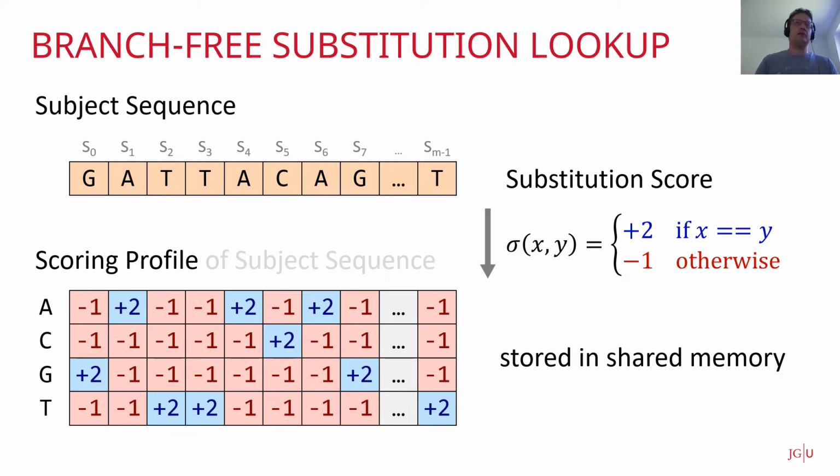We do that by applying the substitution function sigma to each letter of the subject sequence and a potential letter of the query sequence. So we have this 4-dimensional array in this case, where if we have a G in the subject sequence, we get a +2 if the query sequence also has a G, and a -1 if the query sequence has a C. This profile is stored in shared memory.